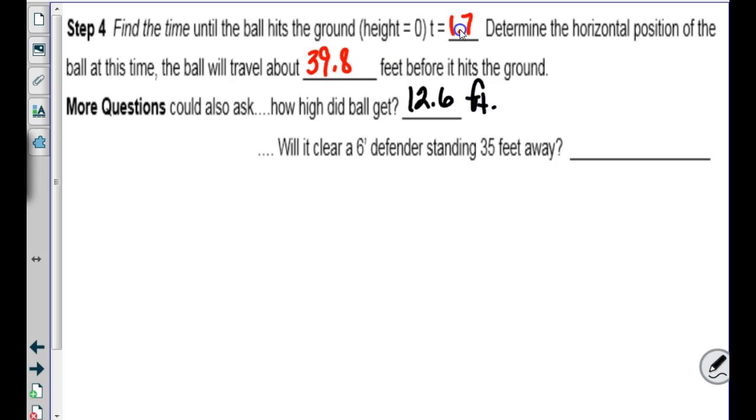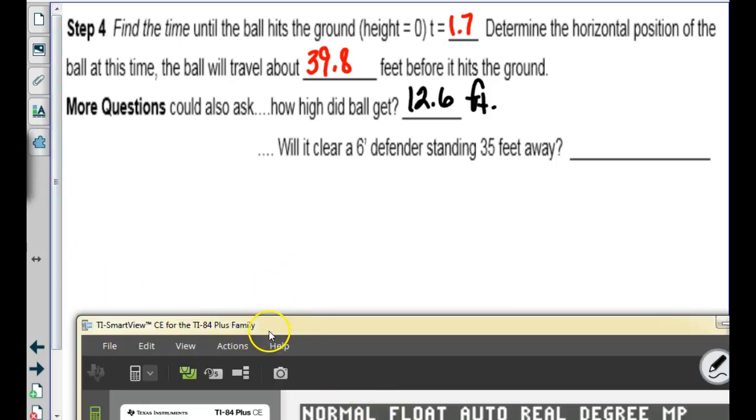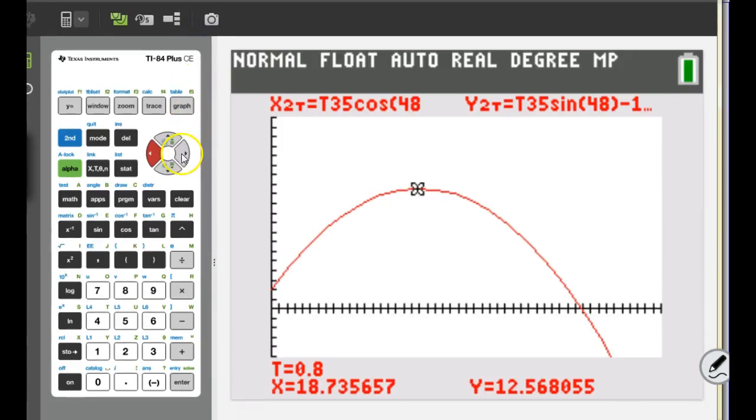Will it clear a defender standing 35 feet away? How would we figure that out? What do we want to be 35 feet? Okay, but what value do I want to be 35 feet away from me? How do I make that 35? I need the x to be 35, yes?